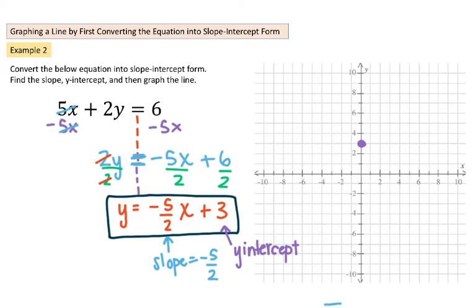And the slope tells me that every time I go down 5, then I should go right 2. Running out of room there. So go down 1, 2, 3, 4, 5. Go right 2. If you want more points, you can make more points. And then you can connect the dots to graph the equation of the line.